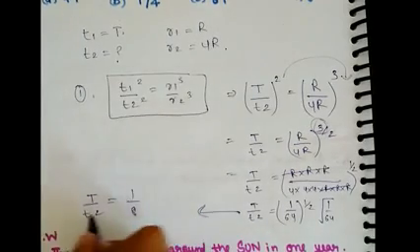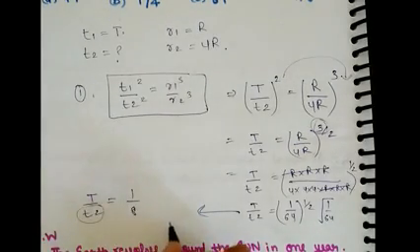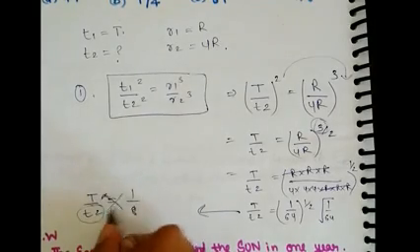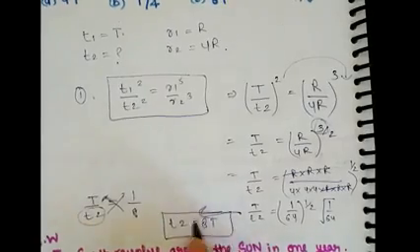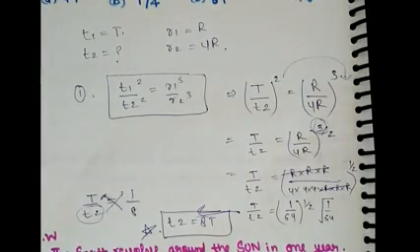Now what we have to find is T2. So what we are going to do is just cross multiply, and T2 will become 8T. That's our answer. So this is how we solve this question.